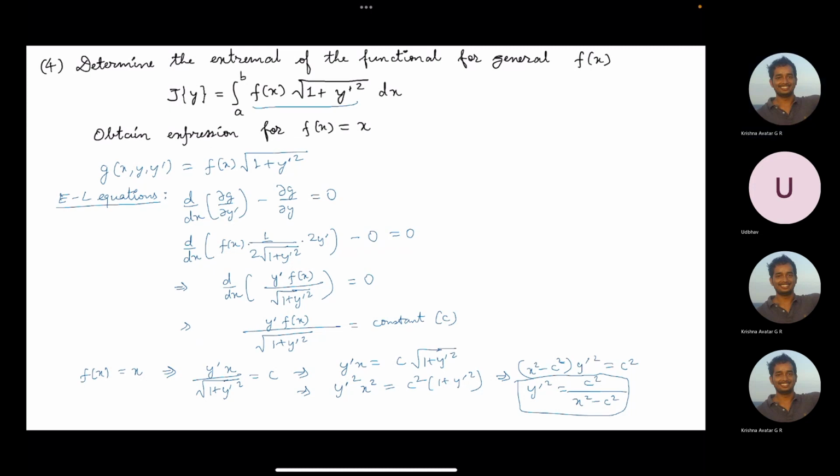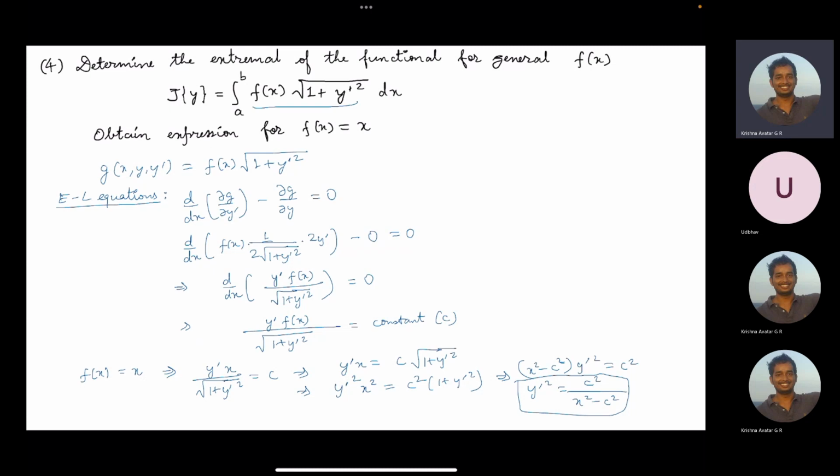Now, for the derivative of a function to be 0, the only conclusion is that the function itself has to be a constant, and that's what it is here. That we have y prime f of x divided by root of 1 plus y prime squared is equal to a constant, and I just denoted it with c. Okay, so now we have obtained the extremal of the functional.